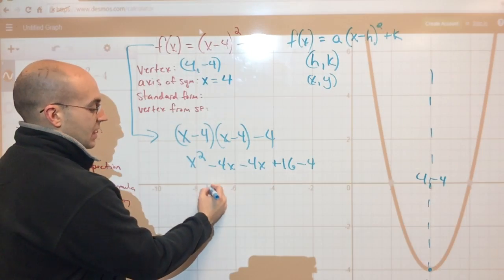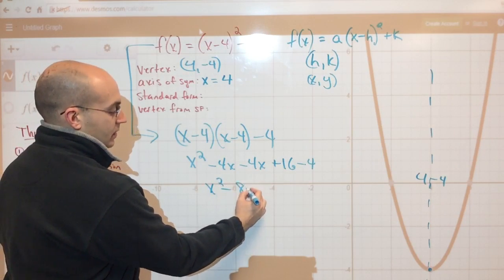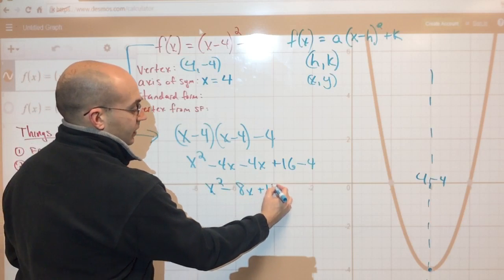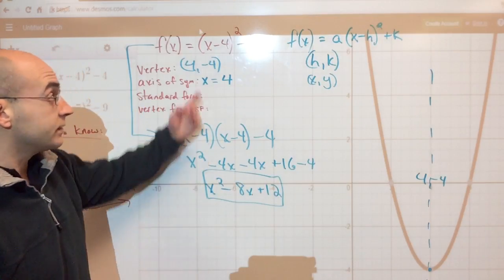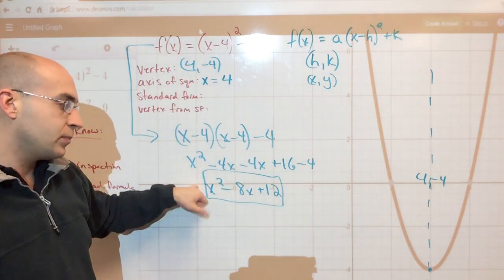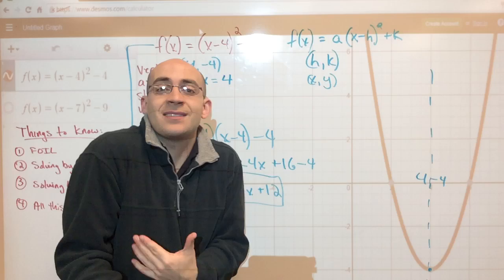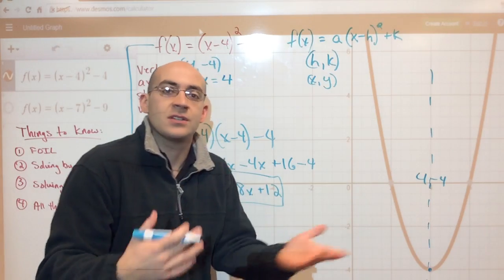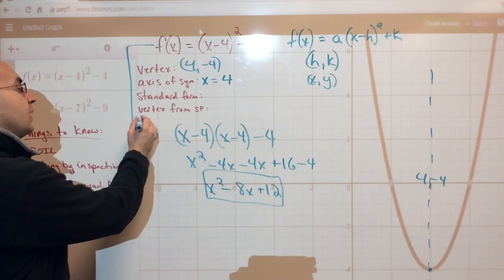Then I piece together the things that are the same, so combine like terms. x squared minus 8x, and this is going to be a plus 12. This is the standard form quadratic equation of this vertex form. If I were to plug this into Desmos right now, it would be the exact same function, because it is the function. It's just a different representation of that function. Now, here's the trickiest part.